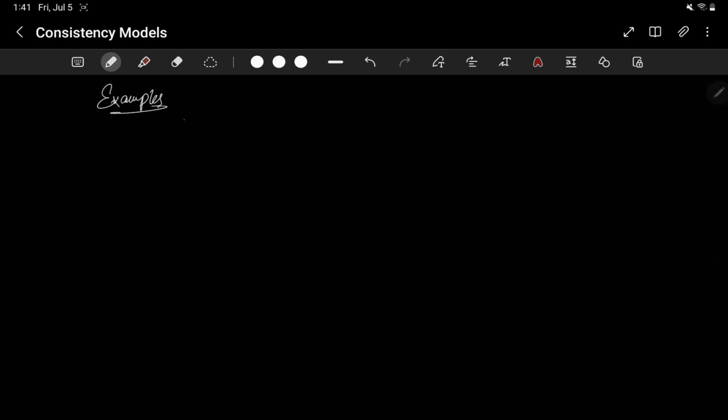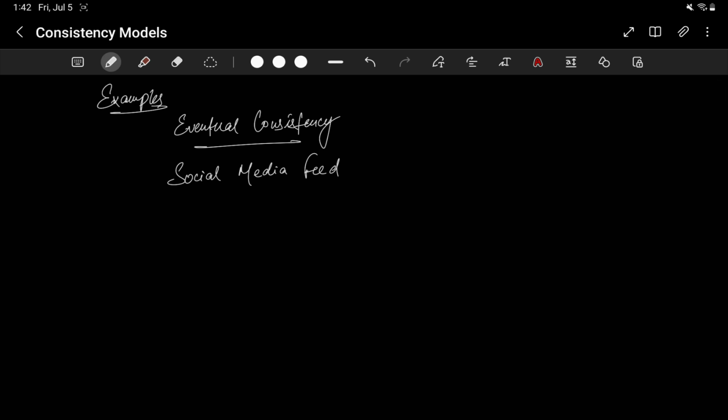Examples. So for eventual consistency, I give the example of a social media feed. In social media platforms, eventual consistency allows for quick posting, quick updating of content across distributed servers. It is possible that users don't see the post immediately, but after some point of time, they will see it. You might be able to see a post, but your friend is not, because the database has not updated yet, but it will get updated eventually.